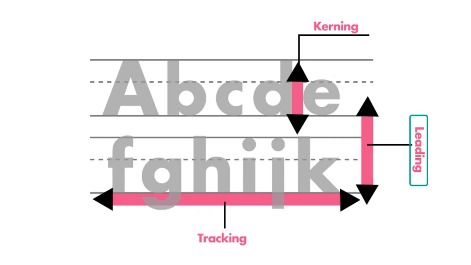The leading is the vertical space between the lines of continuous text. Let's say this A B C D E is on top. When we are writing, we now break it and put F G H I J K on another line. The space between the upper line and the lower line is called leading.